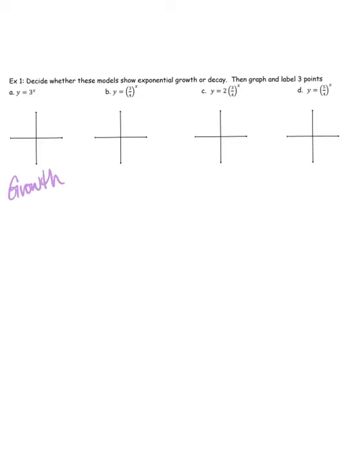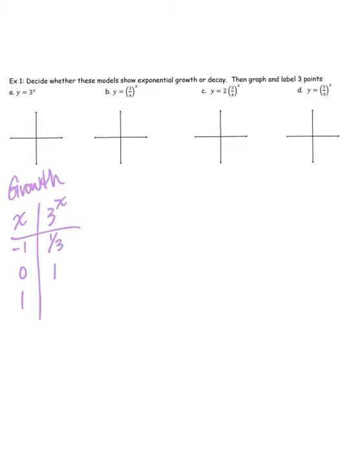Now, to graph that, I want to label 3 points. The easiest points to pick for these growth and decay problems are using an x value of -1, 0, and 1. An x value of 0, as you've heard me say a couple times already, will always give you a y value of 1 unless it's been transformed. So if I were to plug in x values into 3 to the x, negative 1, 0, and 1, if I plug in negative 1, I'm going to get 1/3.